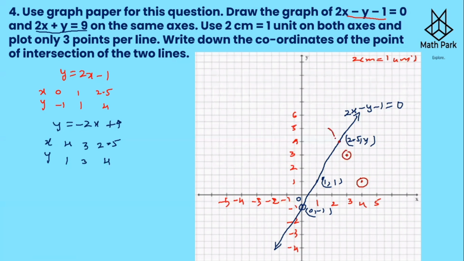Let us draw the line for this. Use the ruler properly to draw the line. So this is your line ready. Put the equation of the line. It is 2x plus y equals 9.